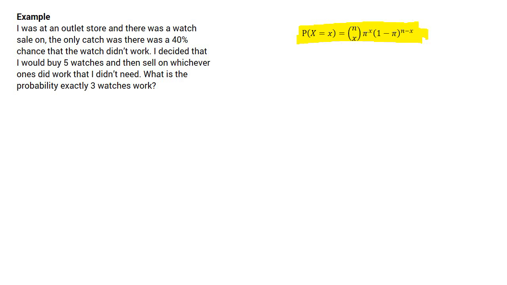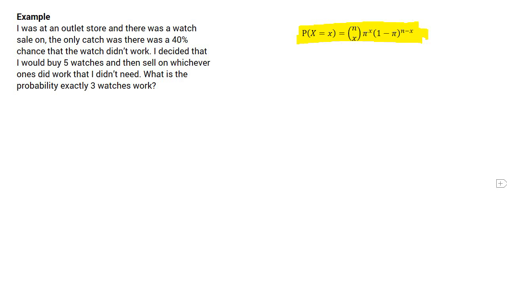I was at an outlet store and there was a watch sale on. The only catch was there was a 40% chance that the watch didn't work. I decided I would buy 5 watches and then sell on whichever ones did work that I didn't need. What is the probability exactly 3 watches work?